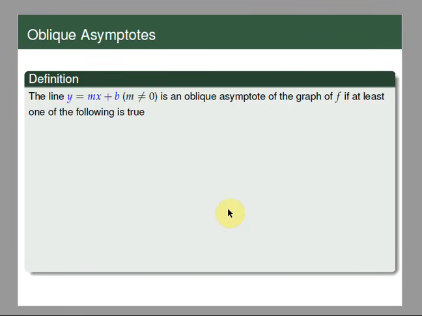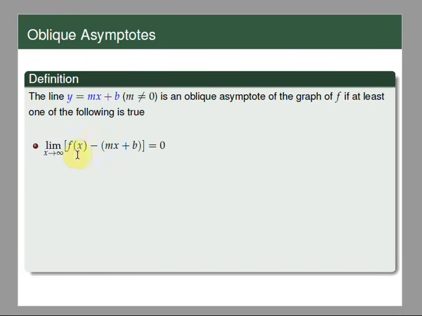The line y equals mx plus b, m non-zero, is an oblique asymptote of the graph of f if at least one of the following is true. The first one is if the limit of f of x minus the quantity mx plus b as x approaches infinity is equal to 0. What does this limit mean?